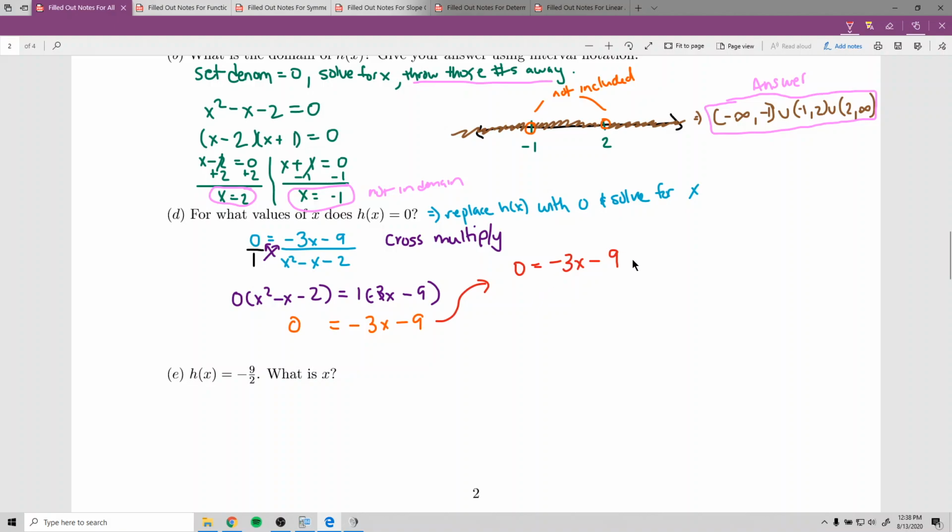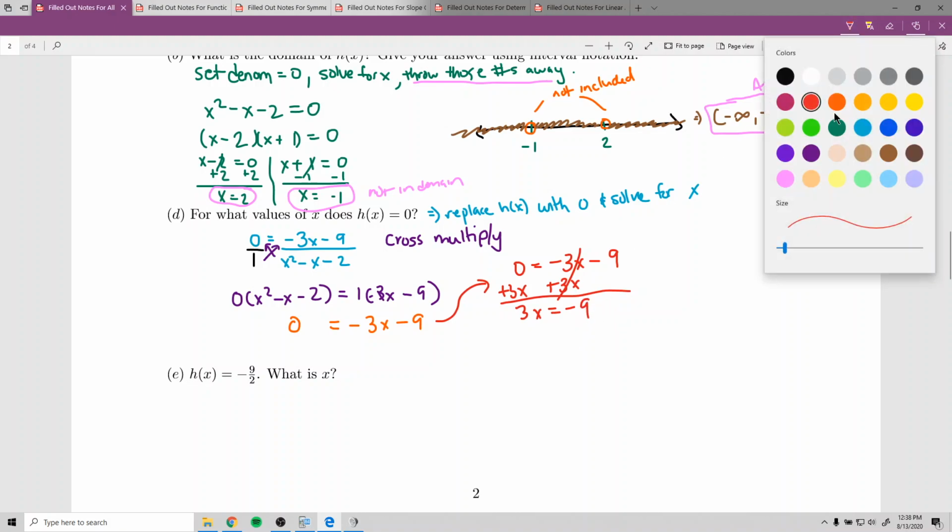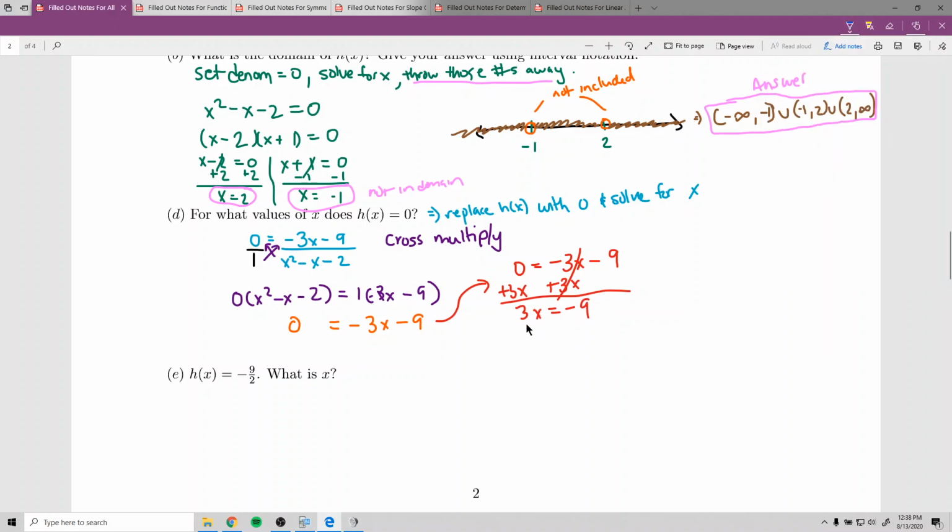All right, so now we solve this. You add 3x to each side, and we get 3x equals -9. And then we divide each side by 3 to get x by itself, and we get x equals -3. So there's only one value when h of x equals 0, and that is -3.